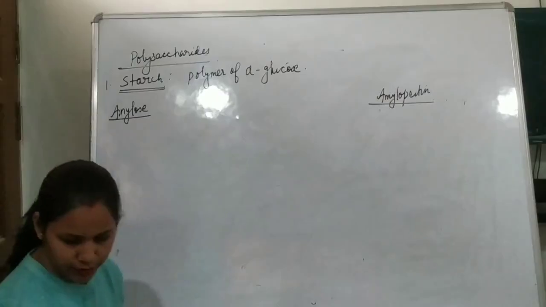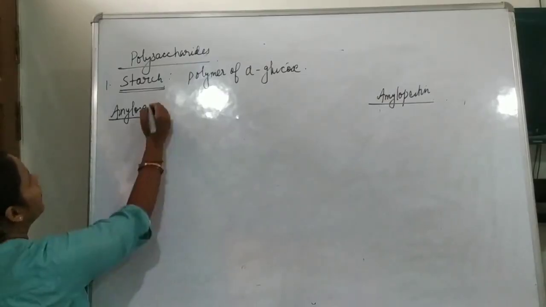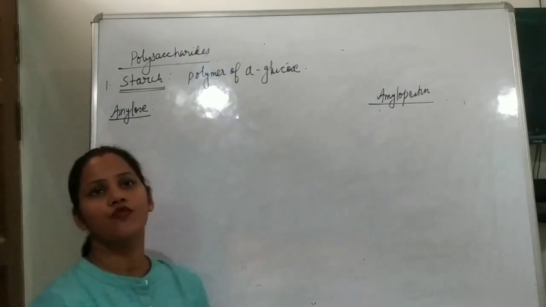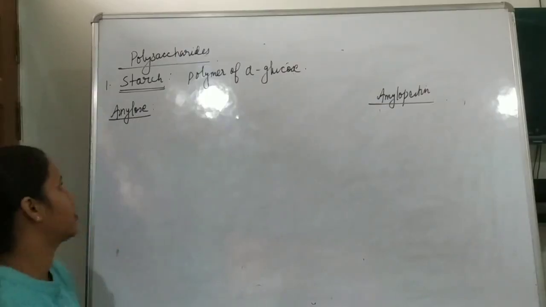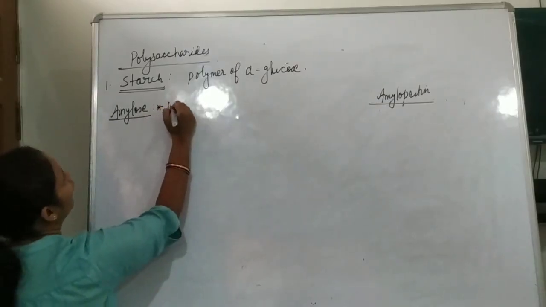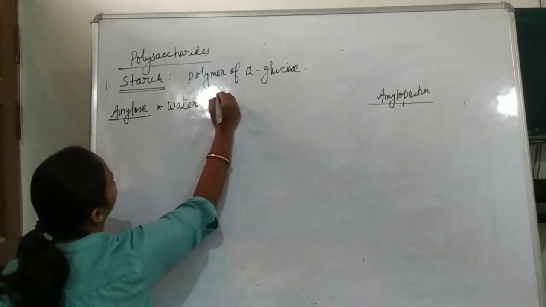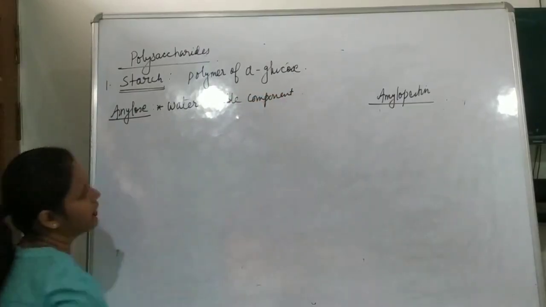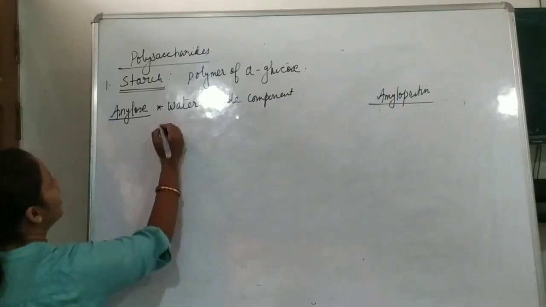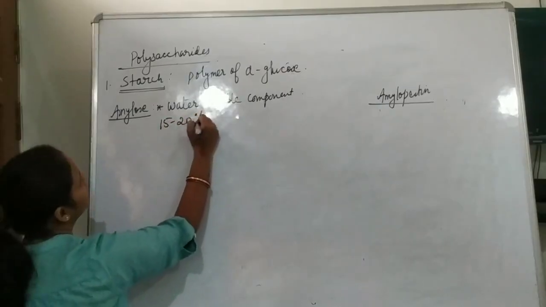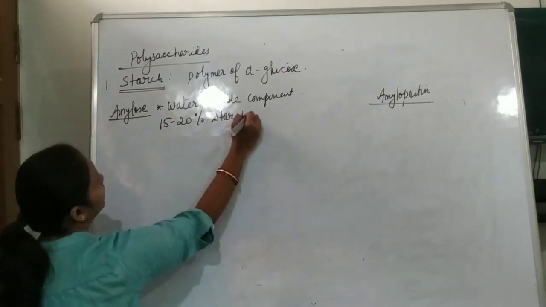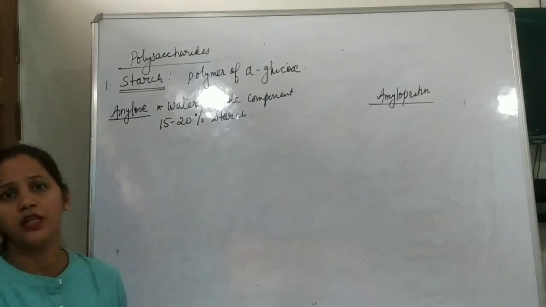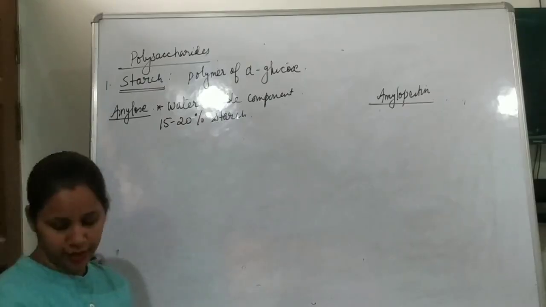First is amylose. You can note down what is amylose. First of all, amylose is a water soluble component. It contains around 15 to 20% of starch. So it is a water soluble component which contains around 15 to 20% starch.